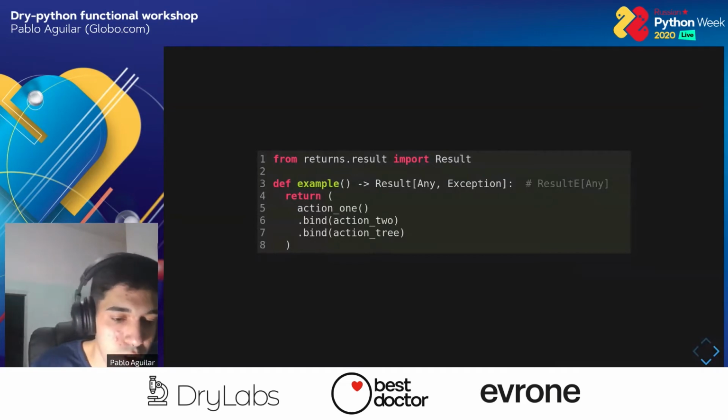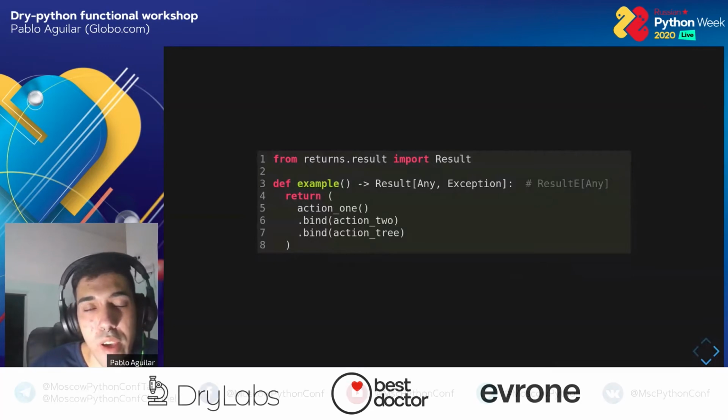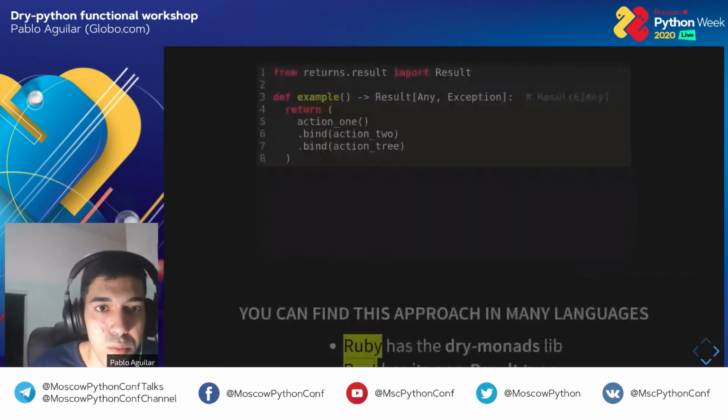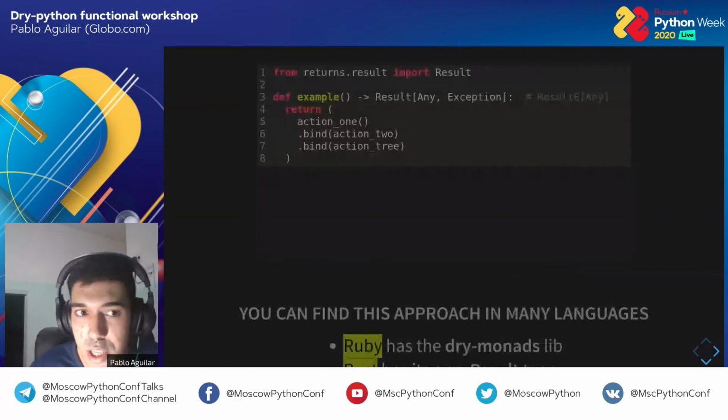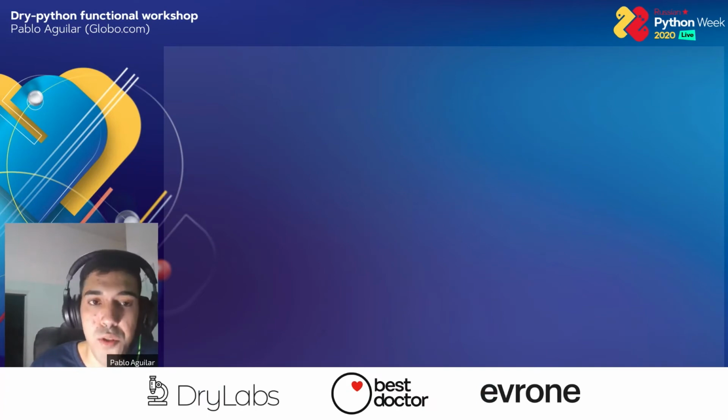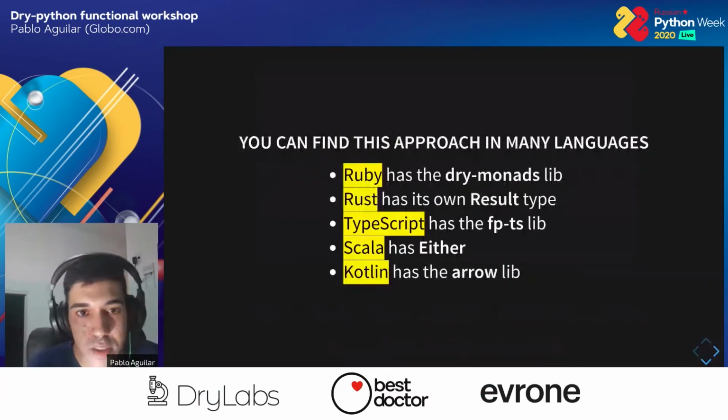So this railway approach we can find in many languages. It's not just Python with returns, or F#. We can find it in Ruby. Ruby has the dry-monads lib. Rust has a built-in result type. TypeScript has the fp-ts lib, and so on.